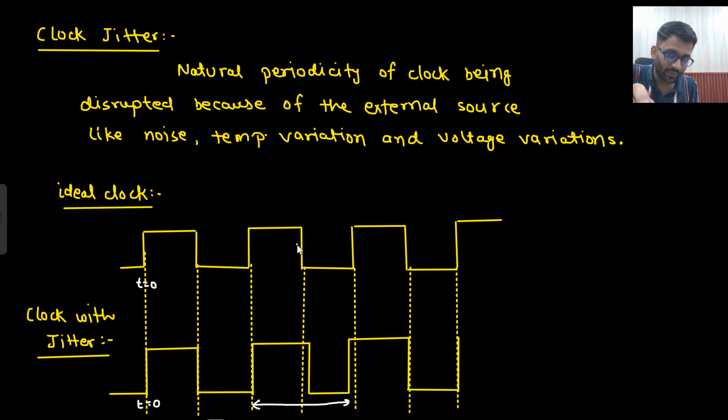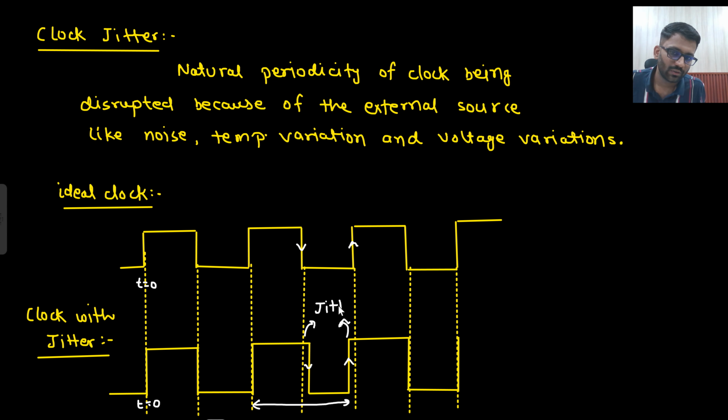It was supposed to give a negative edge trigger here, but it is giving the negative edge trigger after some time. It was supposed to give a positive edge trigger here, but it is giving it after some time. So the time period got changed here. Look, they are reaching at the same time only. It is supposed to reach at t equals t1, so it is reaching at t equals t1 only, but the time period got changed. So this is known as a jittered clock. Here there is jitter. This is known as clock jitter.